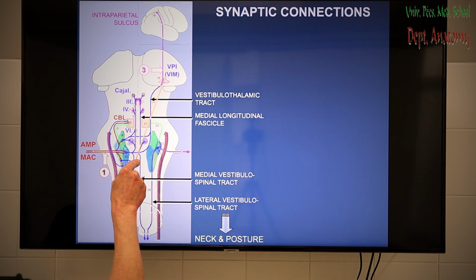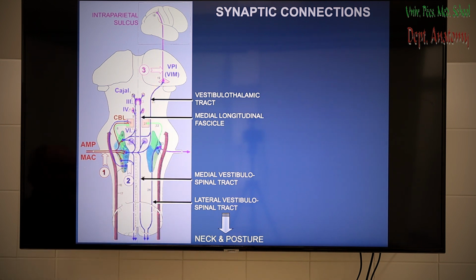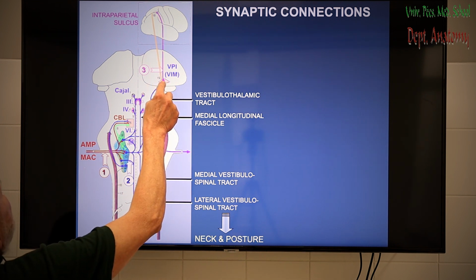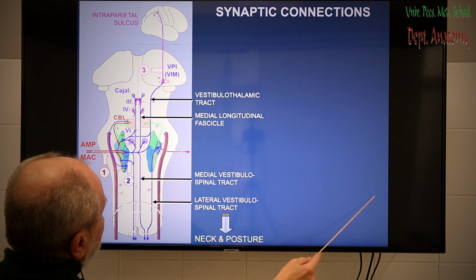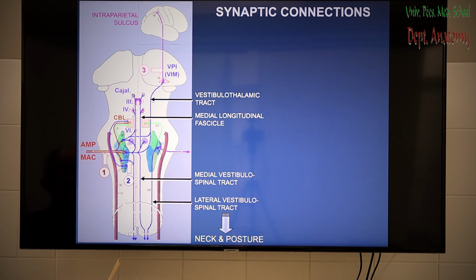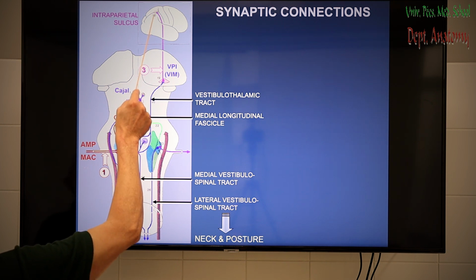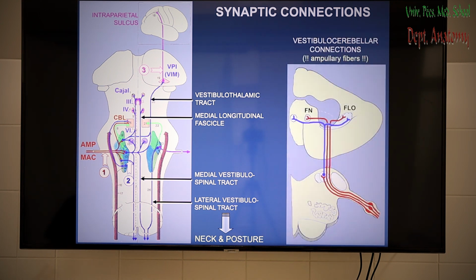From the VPI-VIM, the third order neuron is the one which reaches the primary vestibular cortex, which is restricted to the lips of the intraparietal sulcus, like the visual cortex surrounded by the sulcus calcarinus, the calcarine sulcus. Here the intraparietal sulcus is surrounded both above and down by parts of the vestibular cortex.